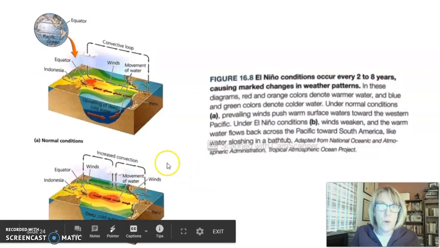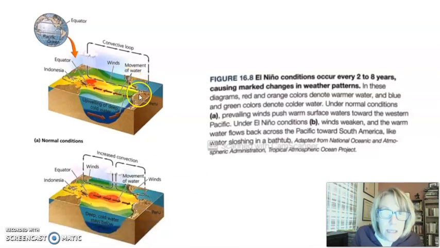I want to show you the diagram that makes it easier to explain. So normally, here's the US and here's South America. Normally the winds are pushing the warm water westward, towards Asia. And that leaves cold water upwelling along the coast to replace that warm water that's being pushed the other direction. This is nutrient-rich water that's really important for fisheries. And it also keeps this a little drier and this a little wetter over here.